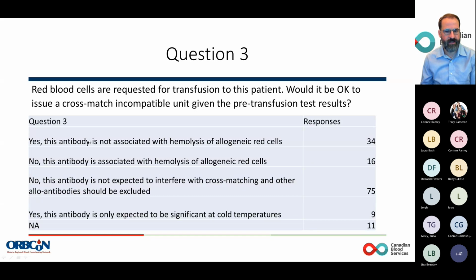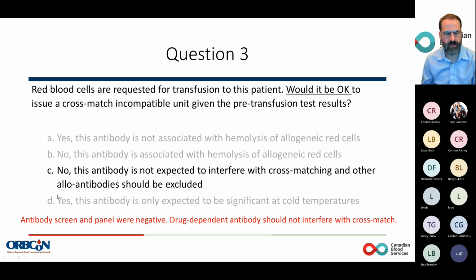In terms of responses we got for this, a bit of a mix. Some people thought this antibody is not associated with hemolysis of allogeneic red cells, so going ahead and issuing the unit. Most people thought this antibody is not expected to interfere with cross-matching, and so alloantibodies should be excluded, and this incompatible unit should not be issued. And then a few people thought this antibody is associated with hemolysis of allogeneic red cells, and so shouldn't be issued. So, concepts behind this one. Again, I should maybe have worded this question a little bit more carefully about which antibody we're talking about, but it's meant to be the antibody we're seeing on the autocontrol, so the drug-dependent antibody.